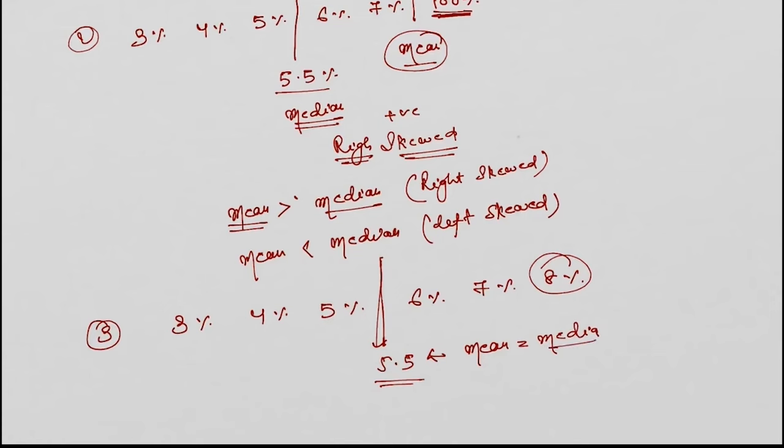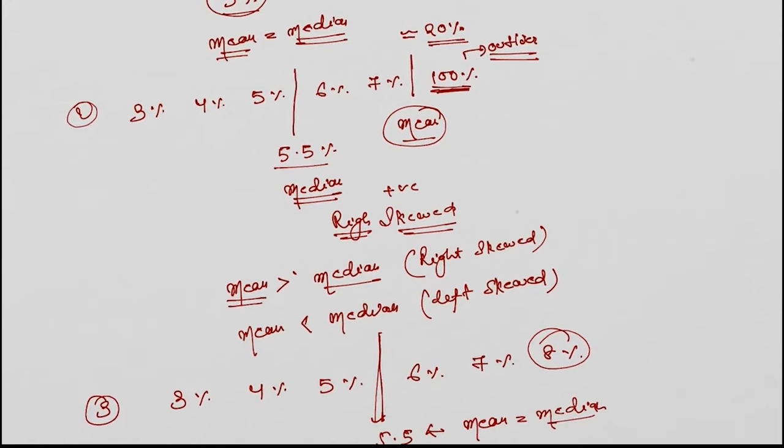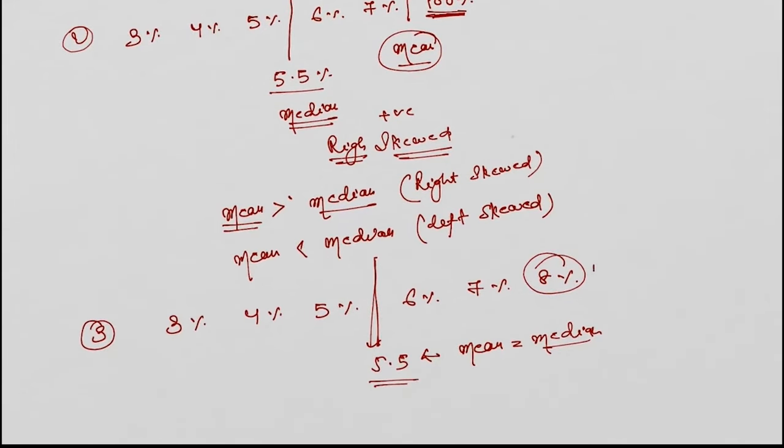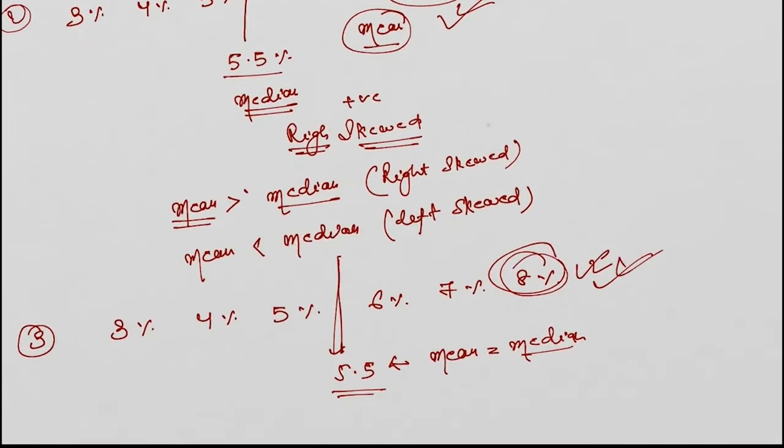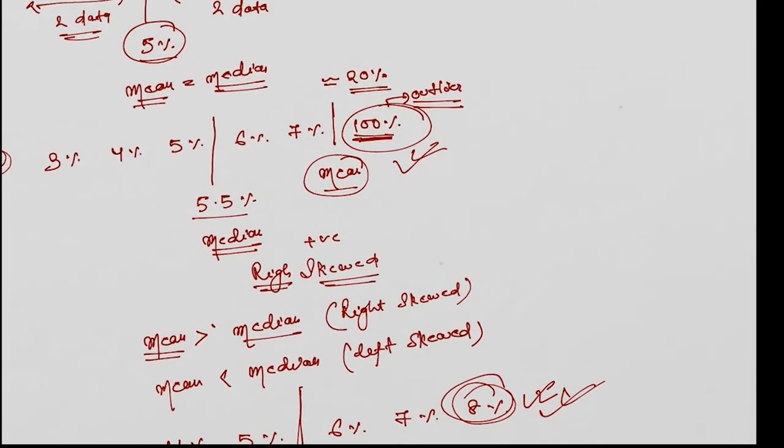So what I'm saying is, just adding a value in the right hand direction does not make the data asymmetric. Still the data is symmetric. It is the magnitude of the outlier or the added value that determines whether the data will be symmetric or asymmetric. This data has only 6 data points, but it is symmetric because the mean is equal to the median. If the mean is equal to the median, that is symmetric data and the skewness is 0. And if the mean is greater than the median, then the skewness is positive, greater than 0, and it will be a right skewed data.